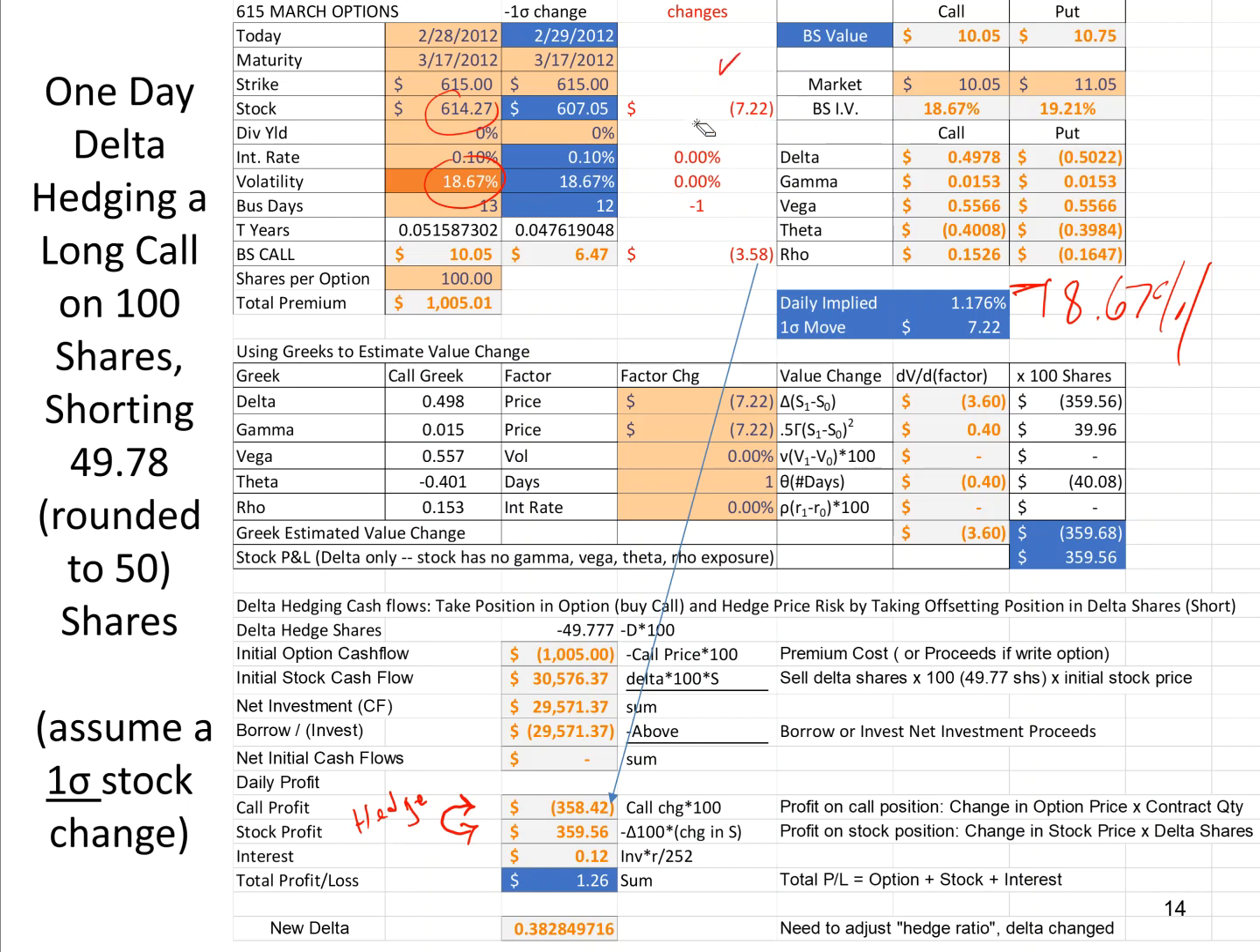That's important later. But for now, we can just say I'm going to pretend there's a $7.22 drop in the stock price. And I want to see what my P&L is. Again, I'm betting on volatility, but volatility is not changing. But I'm going to see what my P&L is if I put on the delta hedge. So we're going to go to our spreadsheet.